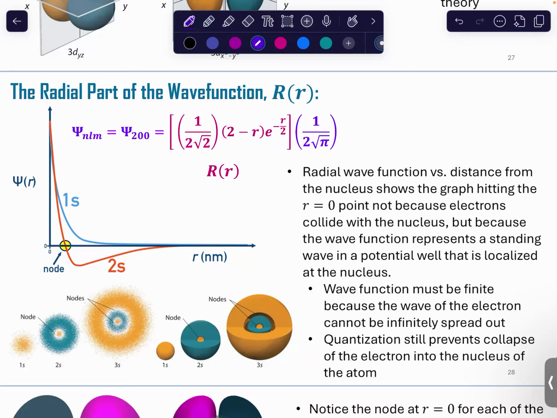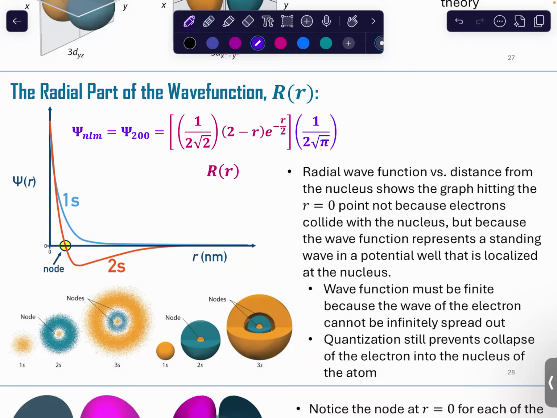Your 2s subshell, do you see how you get more representation further out? And then you see how it crosses the 0 line? Every time it crosses 0, you're going to get a node. What that's saying is that at a certain distance out from the nucleus, you have no electron density. That's when the line hits 0 on the x-axis. So that 2s crosses the 0 line, that's your node between 1s and 2s, and then goes to 0 as you go further out.